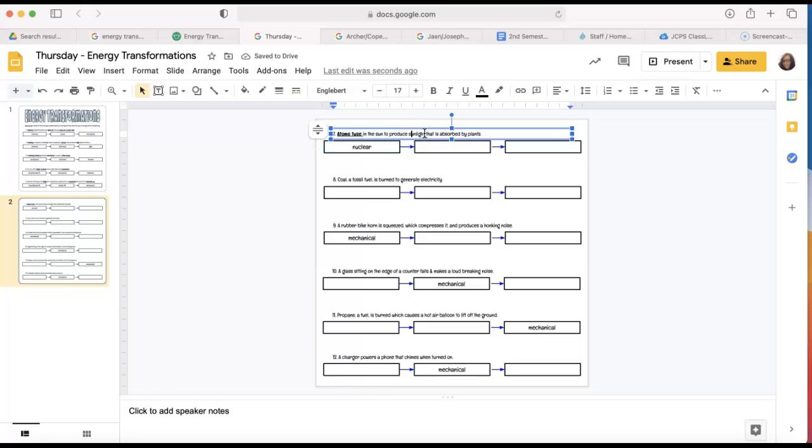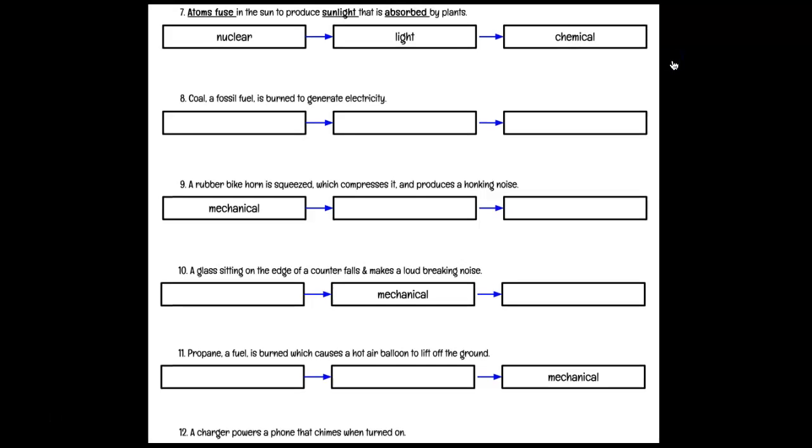It fuses in the sun to produce sunlight. So if it's producing sunlight, it's making light energy or radiant energy. And then that is absorbed by the plants. Well, we know the only way plants can use sunlight is through photosynthesis, and that is a chemical reaction. So there are your answers for number 7.